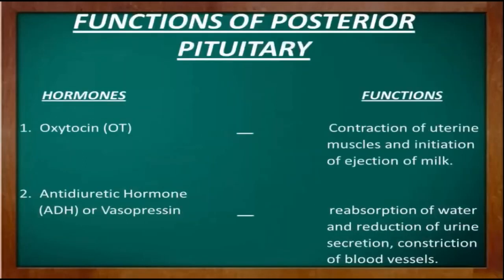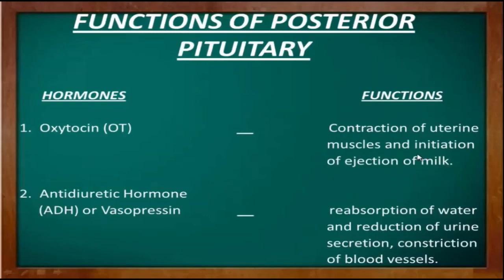Clear? Then functions of the posterior pituitary. Here, two hormones: oxytocin and vasopressin or ADH. One by one we can see. Oxytocin, first one. Functions: contraction of uterine muscles and initiation of ejection of milk.